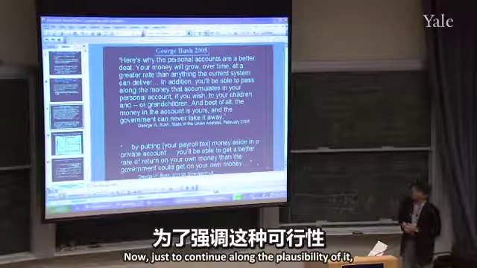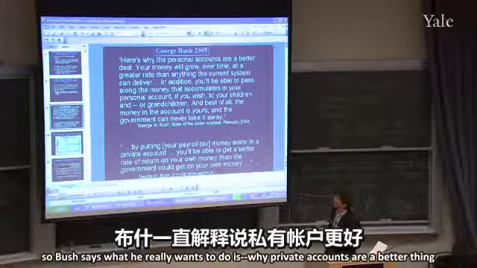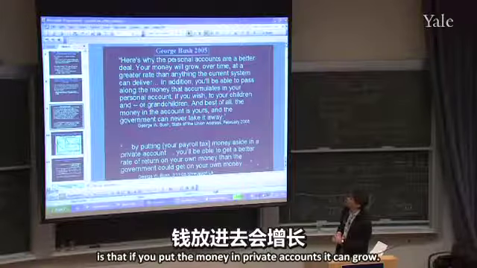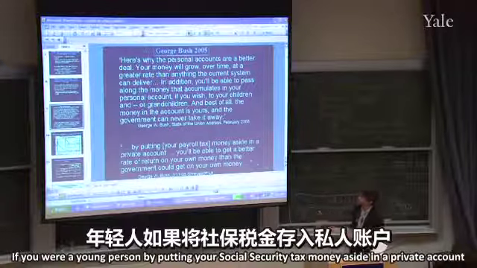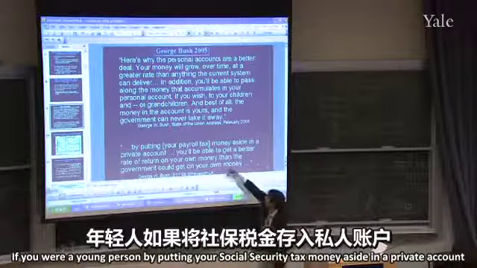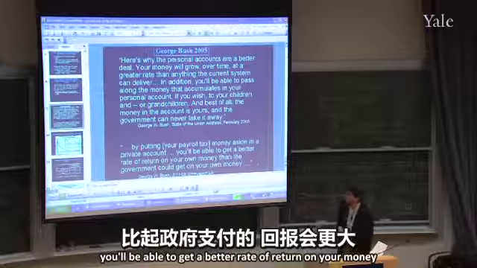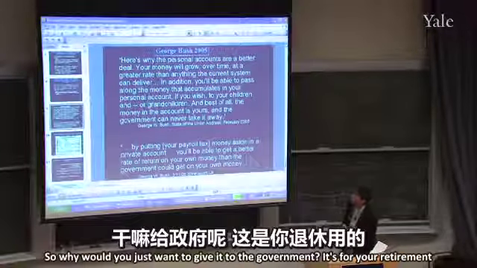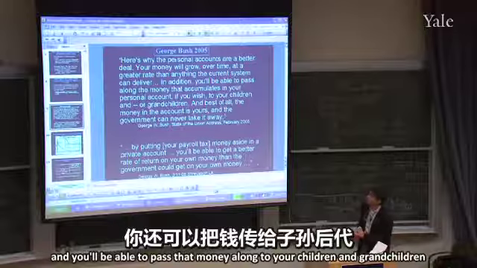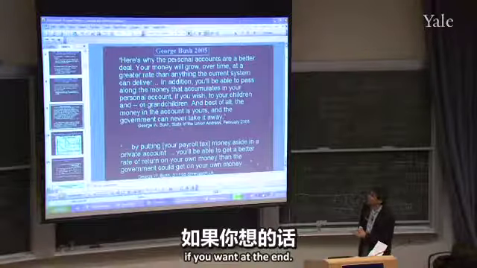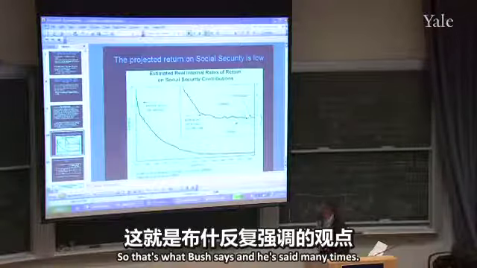Now, to continue along the plausibility of it, Bush says that private accounts are a better thing because if you put the money in private accounts, it can grow. You can get a greater rate of return than the current system, which is terrible. If you're a young person, by putting your Social Security tax money aside in a private account, you'll be able to get a better rate of return than the government could get you. So why would you just want to give it to the government? It's for your retirement. You'll be able to pass that money along to your children and grandchildren if you want, and best of all, the money's yours and the government can't take it away. Okay, so that's what Bush says, and he said it many times.